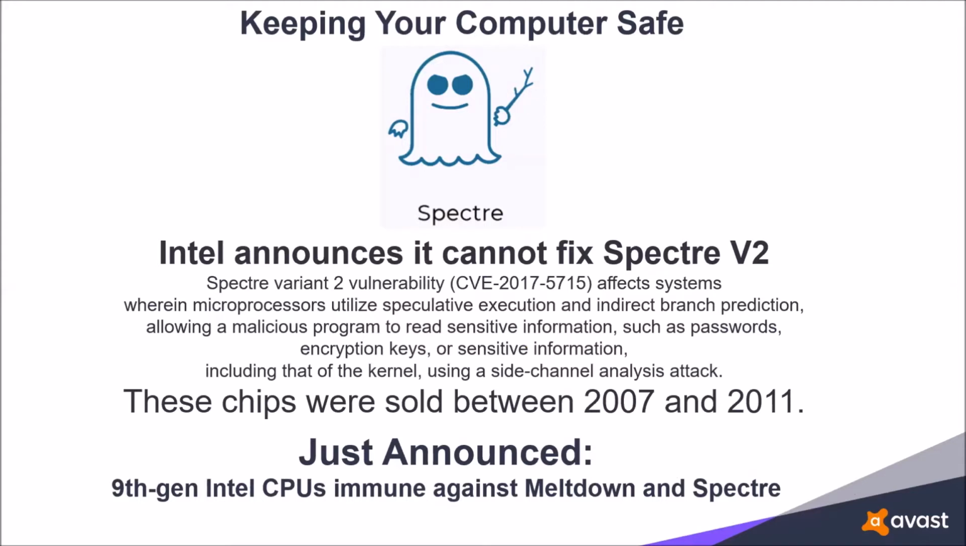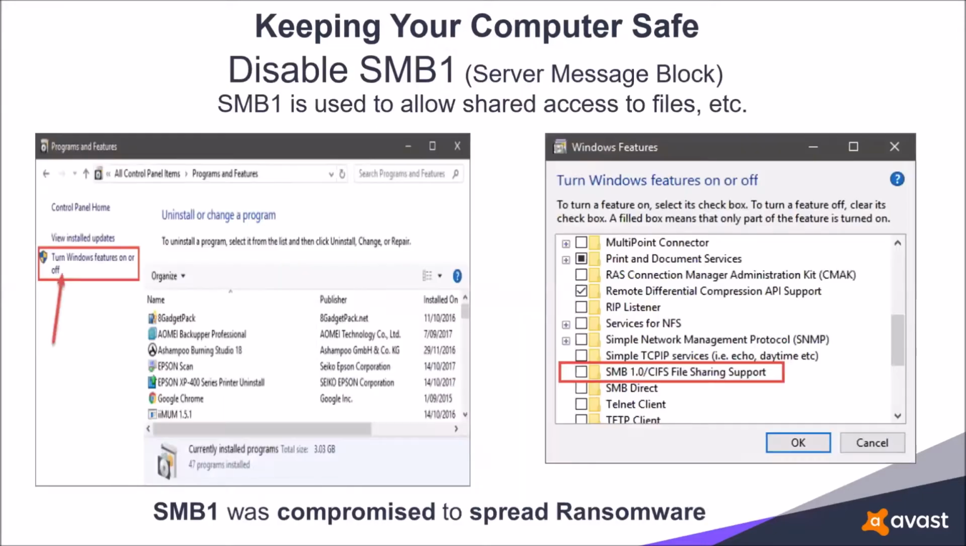Intel does say that its latest 9th generation Intel CPU is immune against Meltdown and Spectre. Now, if they'd only send us the money to go along with this, we'd all be happy to get the 9th generation computer.